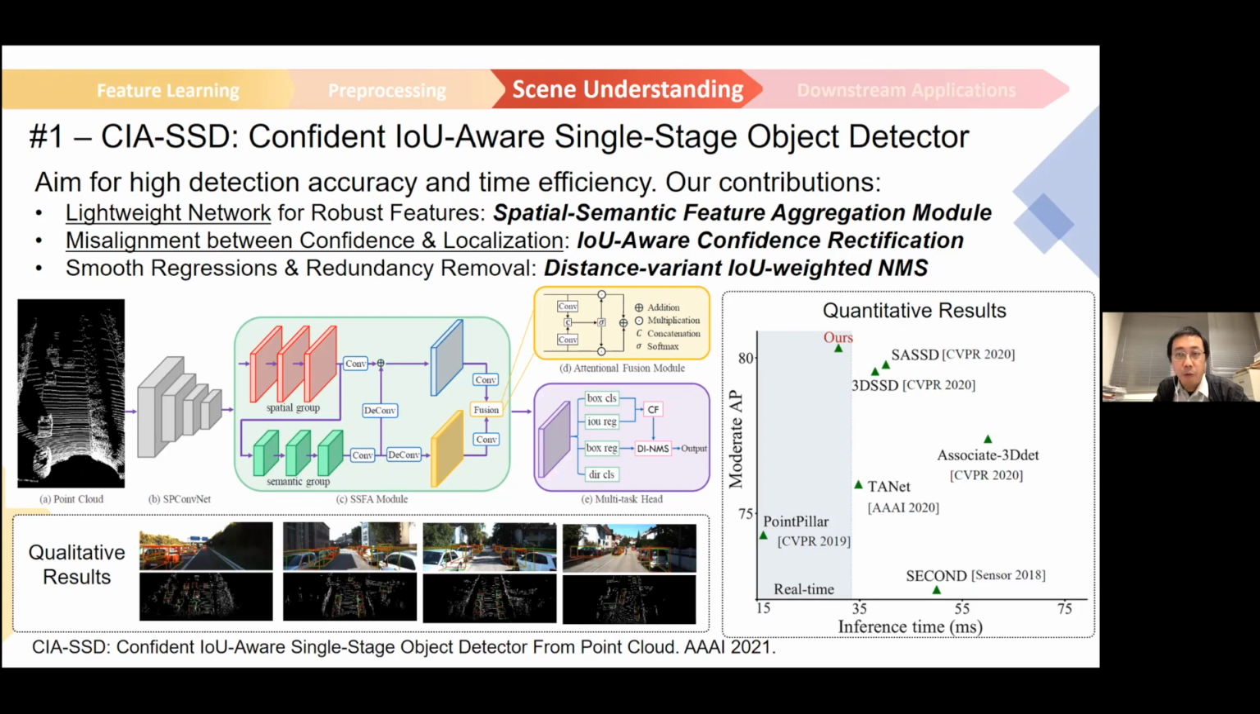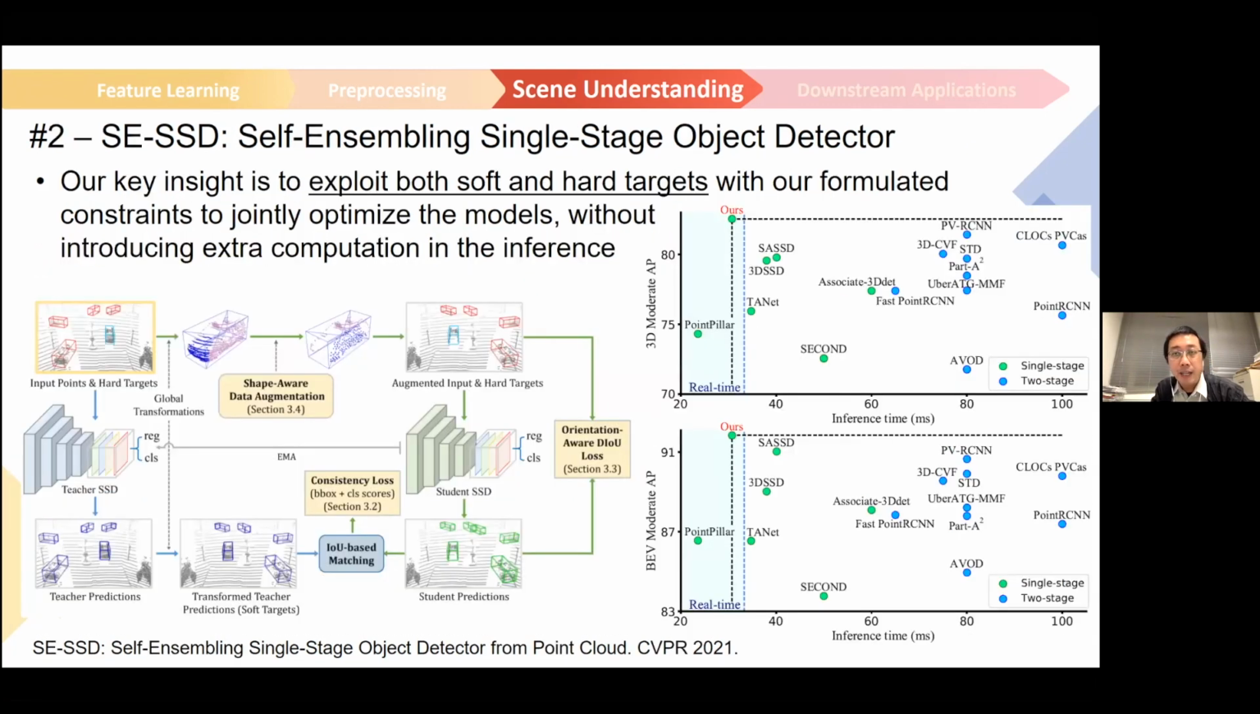Further, we also formulate a distance-variant IoU-weighted NMS to try to improve the result by removing the redundant bounding box predictions. For details, please look at the paper. Another follow-up work, a very recent one that we presented at CVPR just a few months ago, is called SE-SSD.